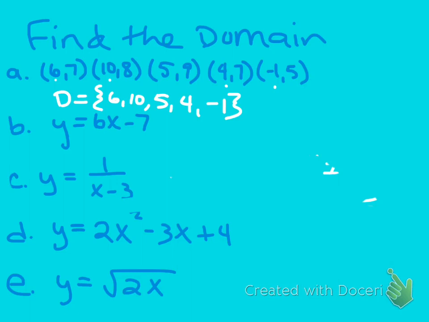Is there a fraction with an x in the denominator for that one? No. Another thing you have to look for is a square root. Is there a square root in there? No. Those are the two things that you'll need to look for to determine if there's a problem. So there's no problem. There's no variable in the denominator, and there's no square root. If that happens, then your domain is all real numbers.